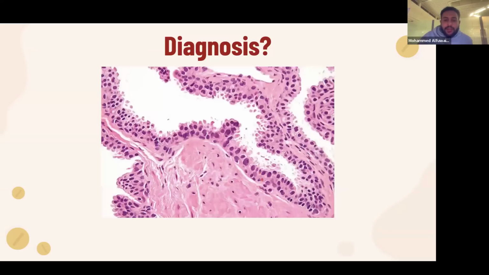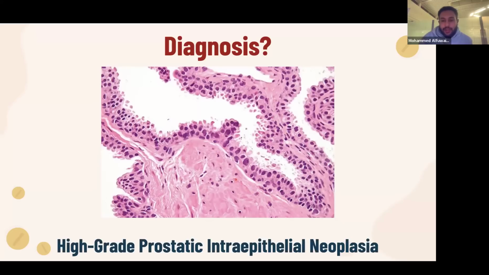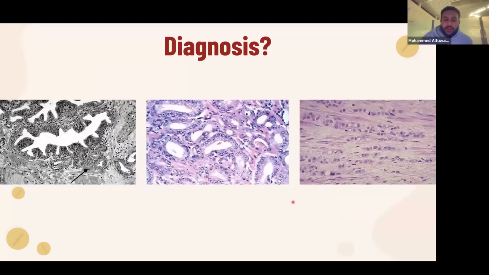Now here, you can clearly tell how many layers are in normal prostate epithelium. We mentioned 2. Here, is it 2 or more than 2? More. Good. And is it spreading into the basement membrane? No. So this is intraepithelial neoplasia. Good. How about here? Is it spreading? Yes. So prostate adenocarcinoma. Easy.